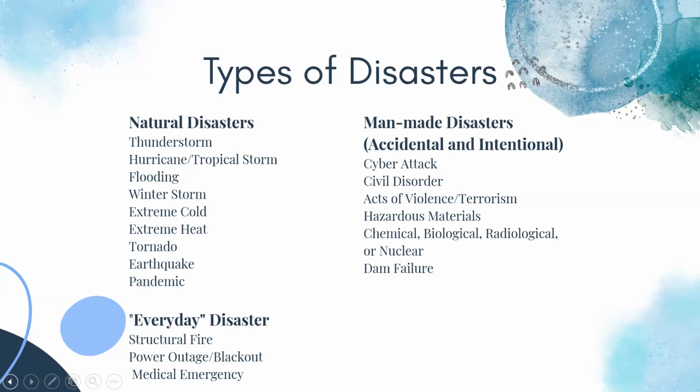Flooding, which we're experiencing right now in Iowa, then along the Mississippi. Winter storm weather, extreme cold, extreme heat, tornadoes, earthquakes, and pandemics. So all those things have different effects on providing access to our collections, securing our collections, things like that. Everyday disasters, so a structural fire, a power outage or a blackout, or even a medical emergency. So that is all stuff that we have to keep in mind.